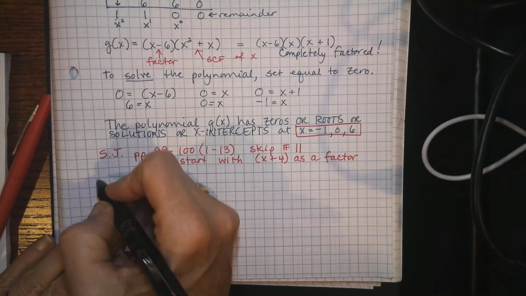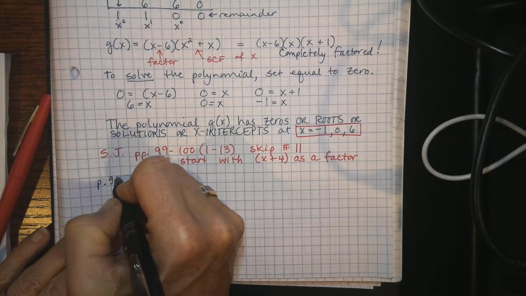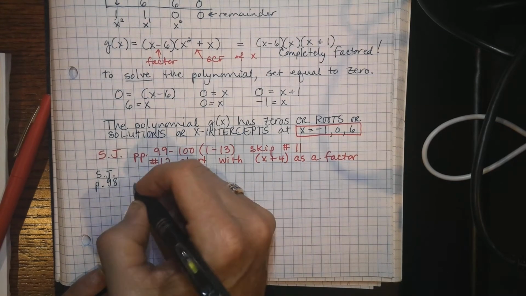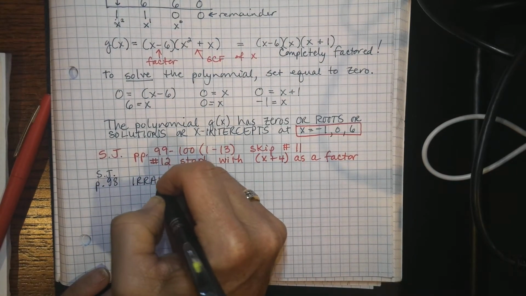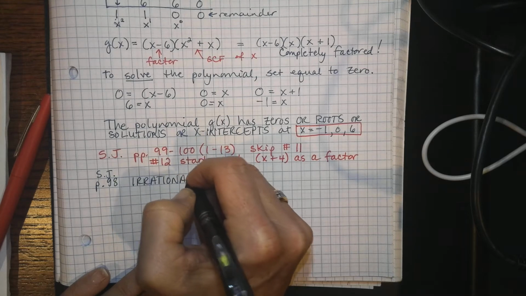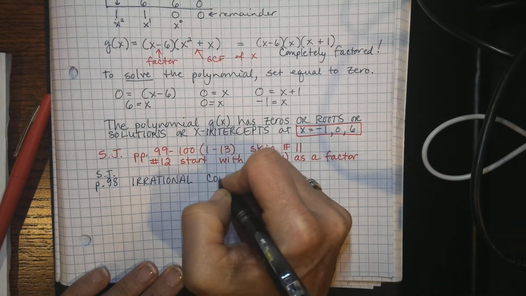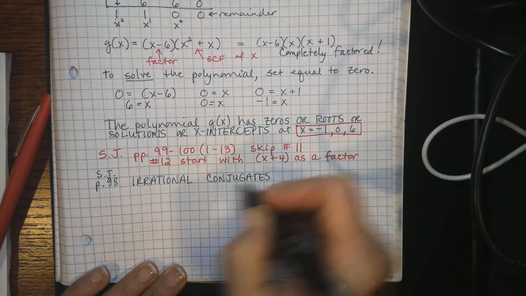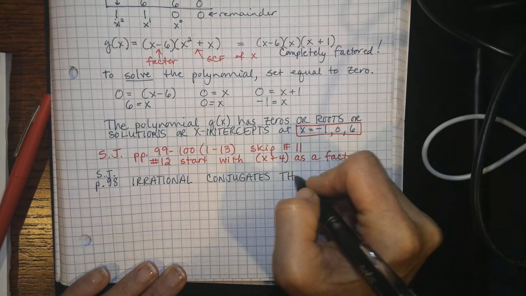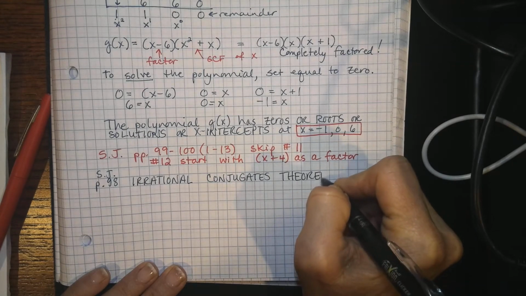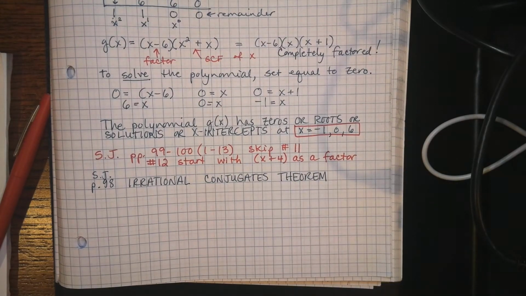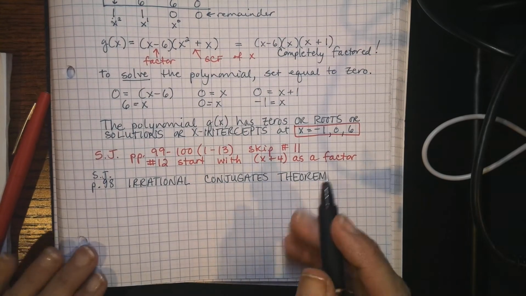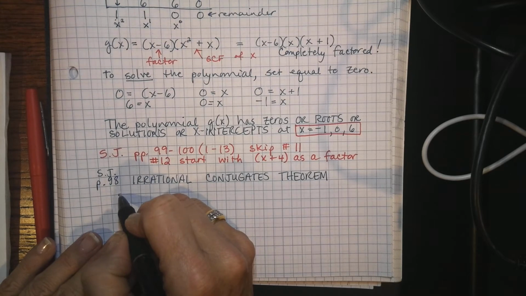Now, on page 98 of your student journal, there is one more thing. It's called the Irrational Conjugates Theorem. There's just one more little factoid we need to add here to our notes. It's a very simple idea, but again, it's something that you're expected to know, especially if you're going to do standardized tests. So here's an example.